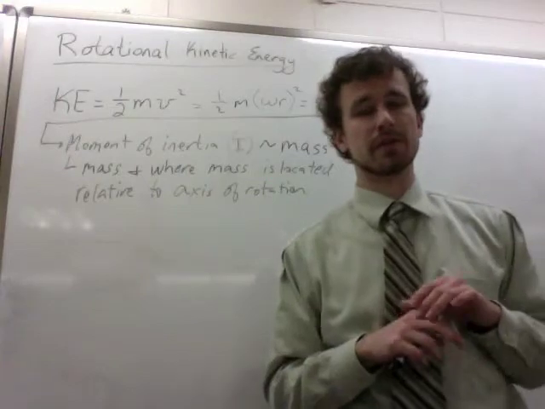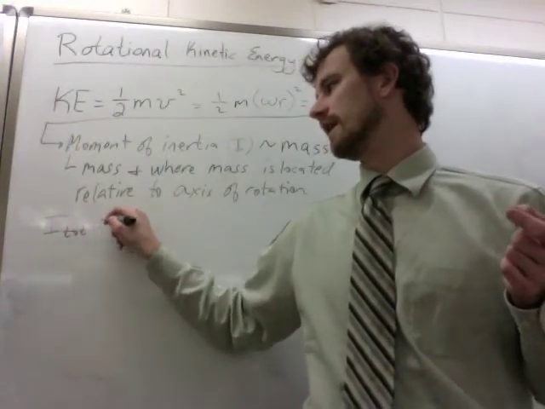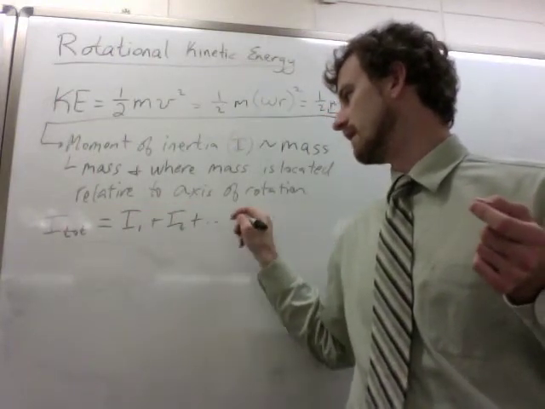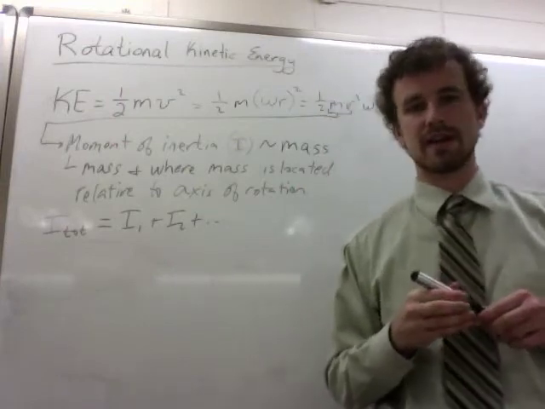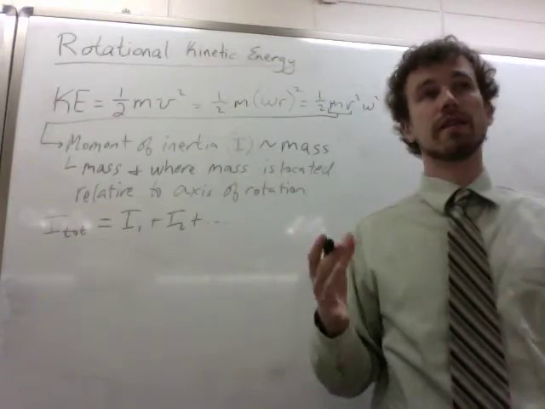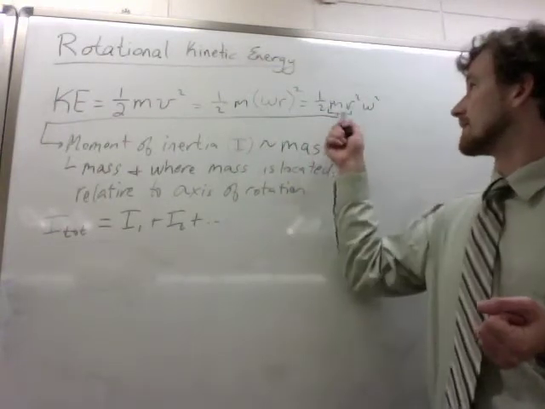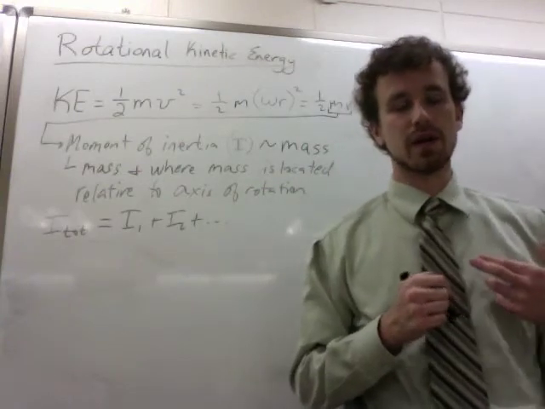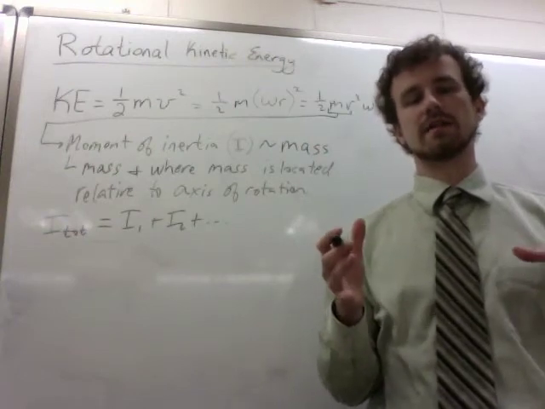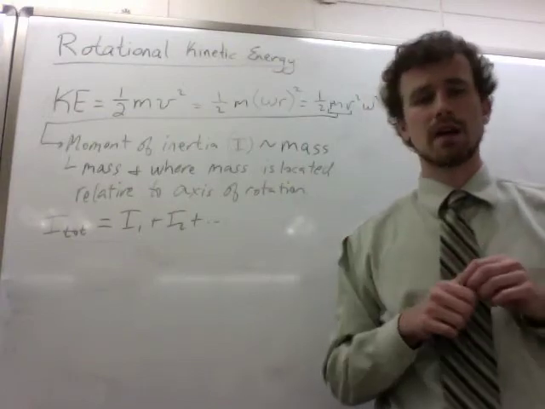Another important thing about moment of inertia is that the total moment of inertia is just equal to the sum of the moments of inertia of any objects that are part of the system or all the particles in an object. That means for a point mass, our moment of inertia is a simple mr squared. But for a three-dimensional object, it's a little bit more complicated to determine what the moment of inertia is.